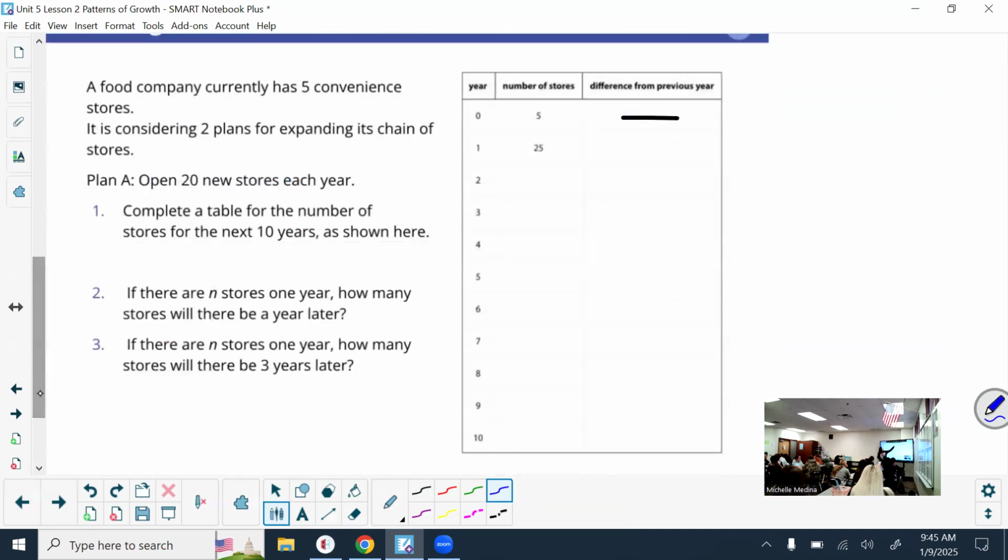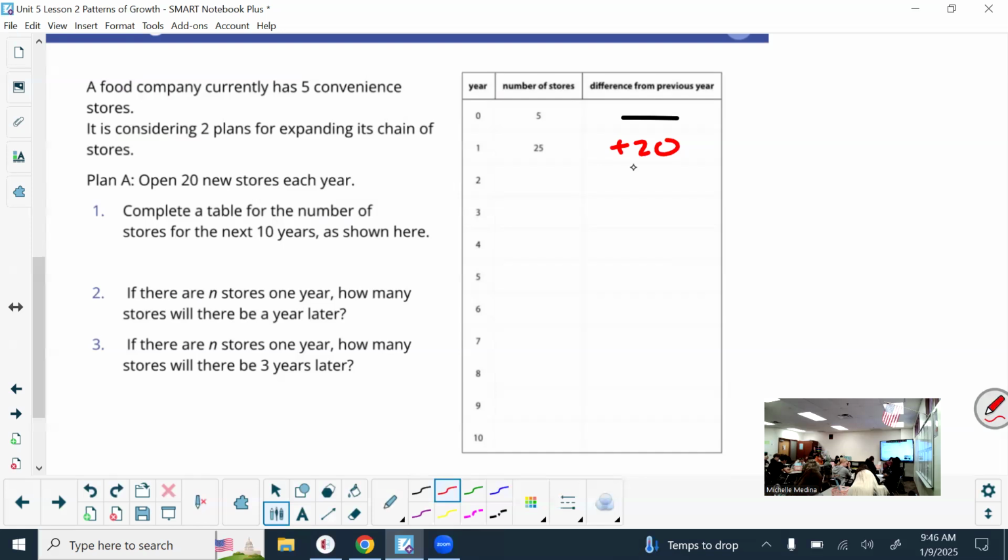What's the difference from 5 to 25? What's 25 minus 5? So my difference from the previous year for this row would be plus 20. Normally you don't have to put the plus when the number is positive, but I'm putting it to show that it's increasing by 20. Because if it was decreasing, you definitely want to put the negative for the difference.